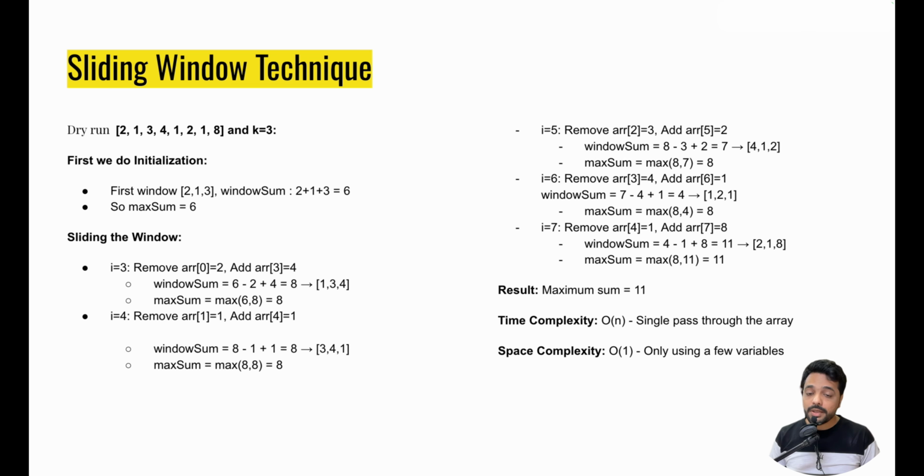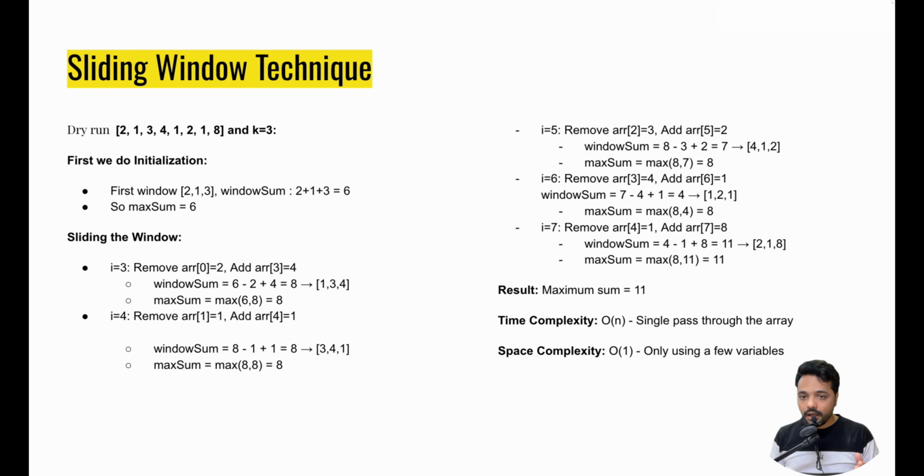Step 2. The sliding begins. Here's where it gets exciting. Slide 1. i equals 3, moving our window 1 position to the right. Current window was 2 1 3. Now it becomes 1 3 4.